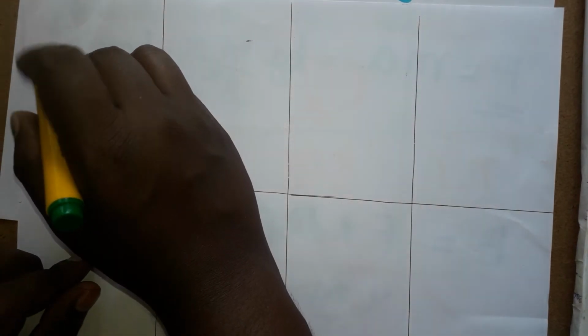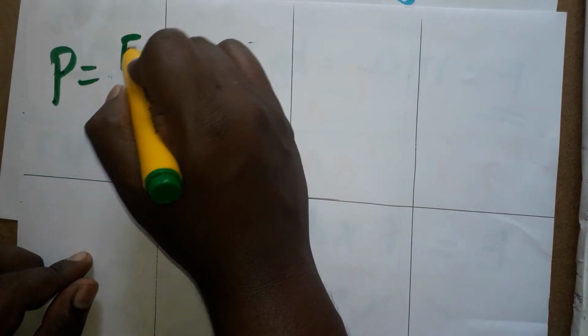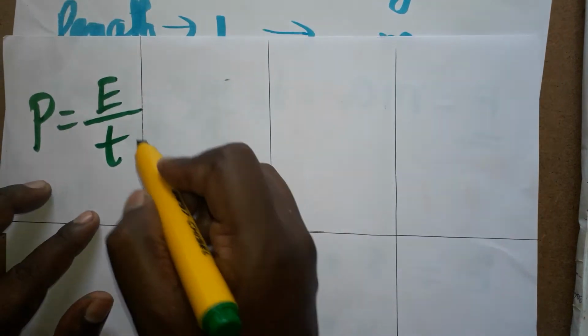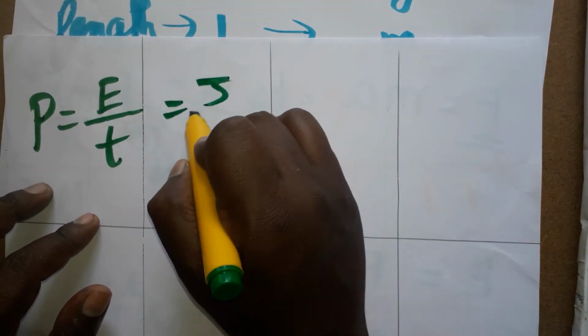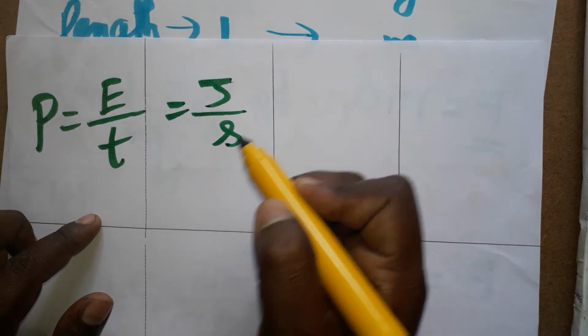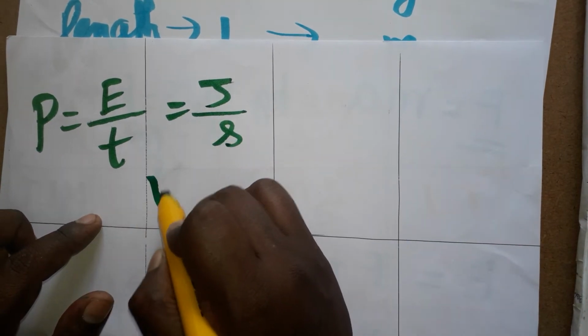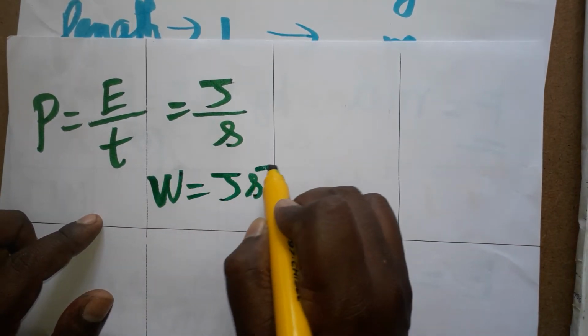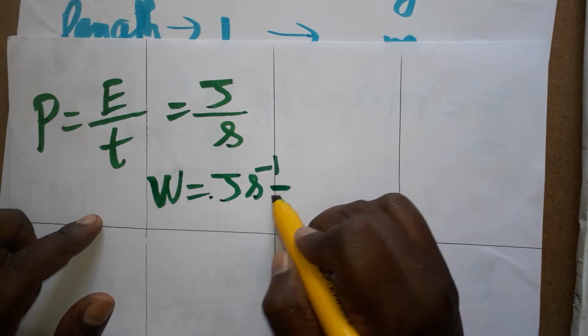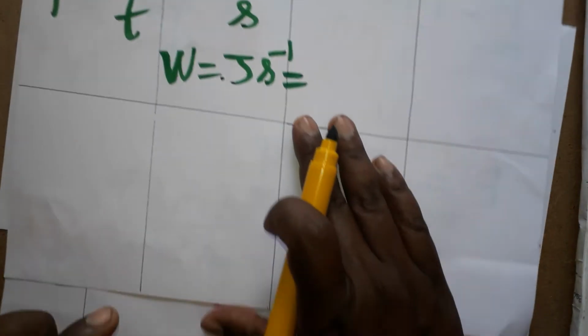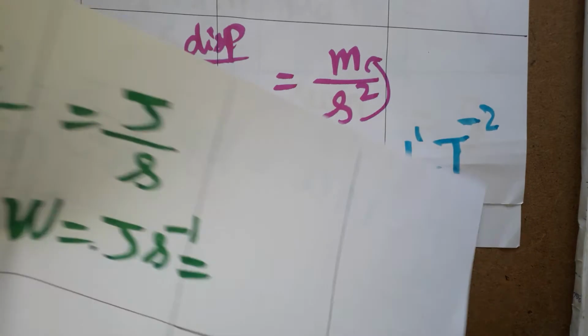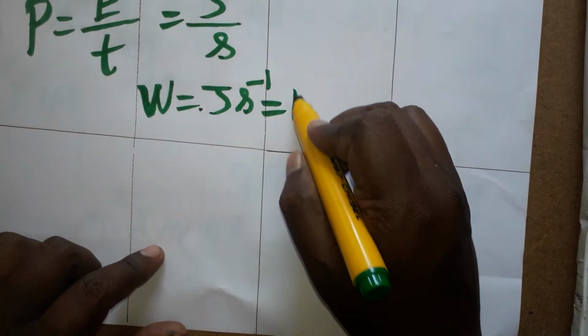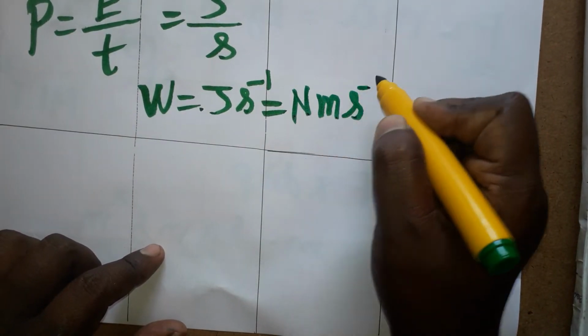The next thing, power. Power is equal to energy by time. Energy, the other term we call joules, by seconds. Otherwise you can call power a watt. Watt is equal to joule second minus 1. What is a joule? Energy is equal to force into displacement, as we recently learned. So it is Newton meter second minus 1.